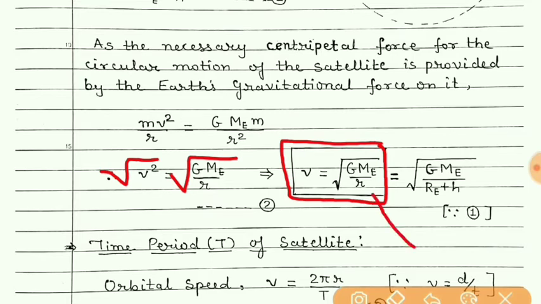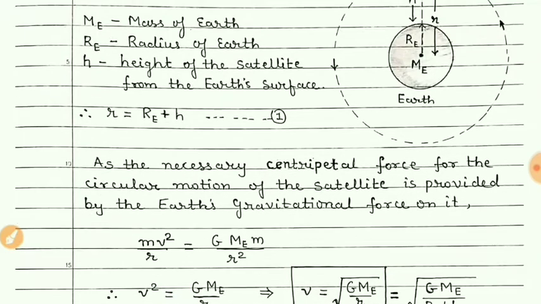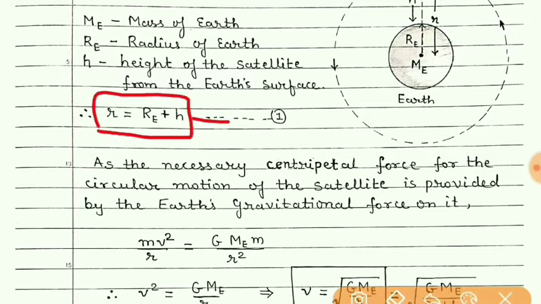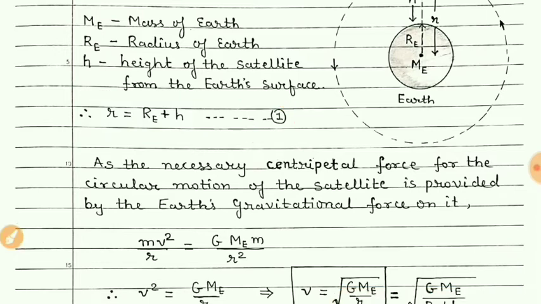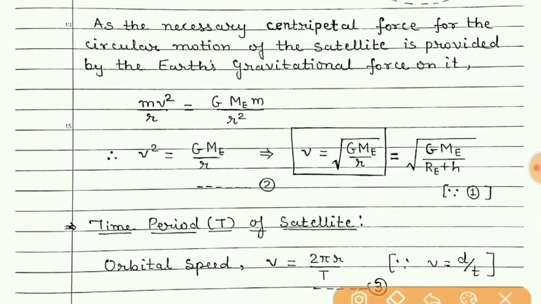But what is r? R is nothing but Re plus h from equation number 1. So we can write this equation in this way also. In place of r, we can write Re plus h. Let us give this equation number 2 so that we can use it whenever it is required.